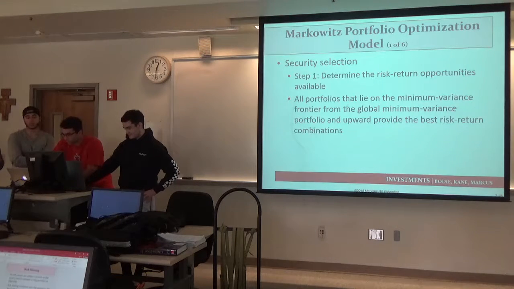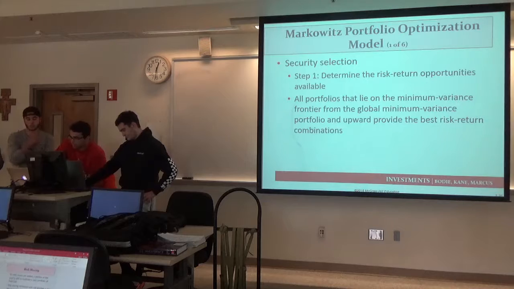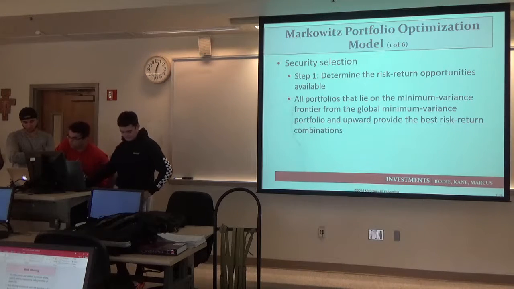And then the Markowitz portfolio optimization model. Step 1, determine the risk-return opportunities available. All portfolios that lie on the minimum variance frontier from the global minimum variance portfolio and upward provide the best risk-return combinations.